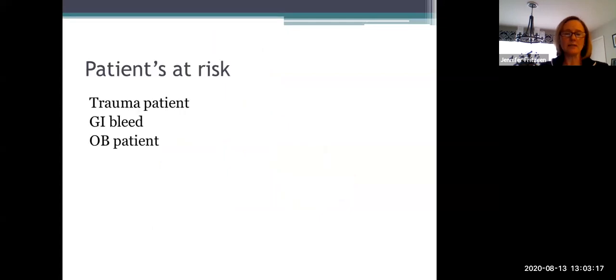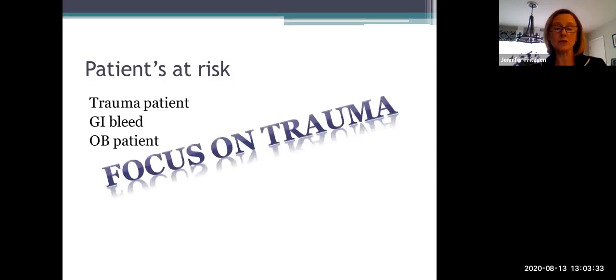Now, the patients that we see that are at risk for hemorrhagic shock, we have trauma patients, GI bleeds, and the OB patient. Luckily, we don't deal too much with the OB patient, but we definitely have seen hemorrhagic shock in our GI bleeds that have come in, and then, of course, our trauma patients. So for this talk today, obviously, we're going to focus on trauma because that's kind of what I do.